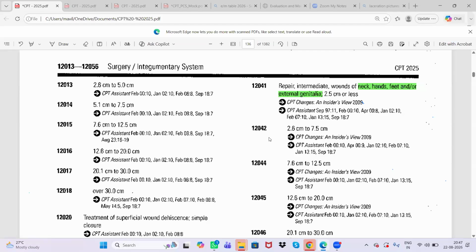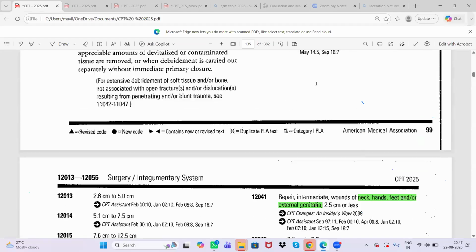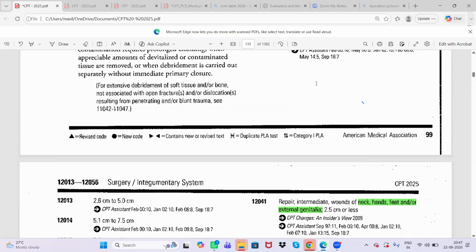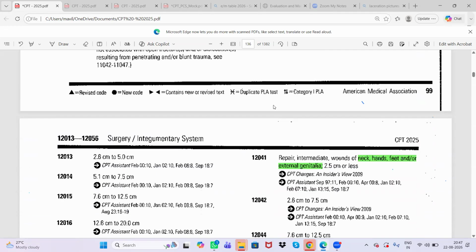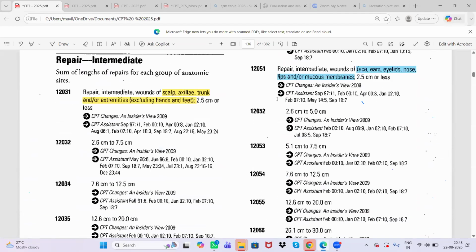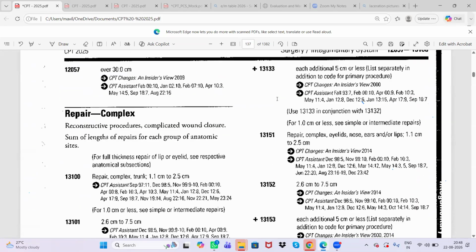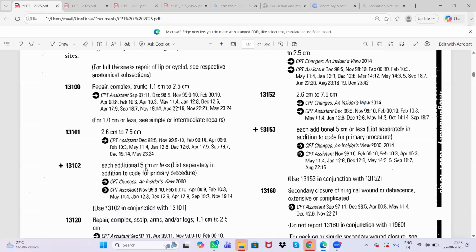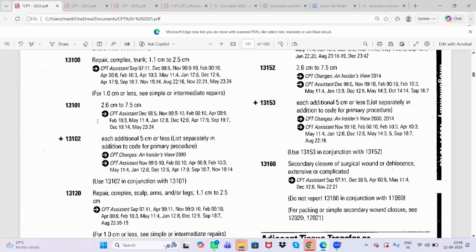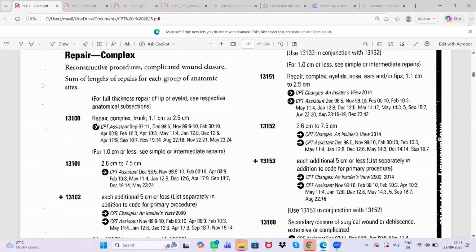So whatever answer you guys gave is right. 12011 is the lesser code, and for that we need to append the 59 modifier. Okay. Are we good with the repair? The same goes with the complex repair also, but it is not like simple and intermediate. We have a different code set. Like you can see, trunk 1.1 to 2.5 centimeters, and here 13101 and 13102 also. So let's discuss.